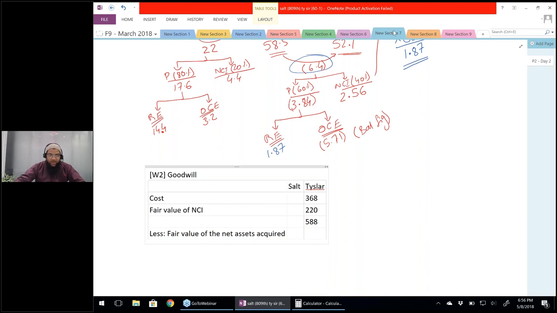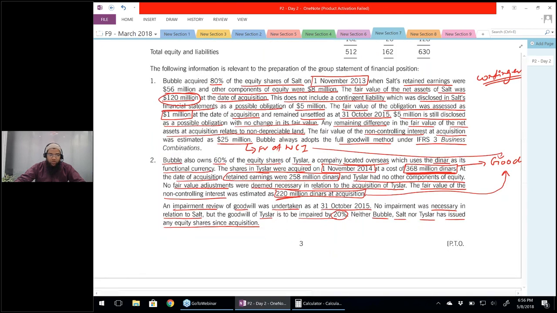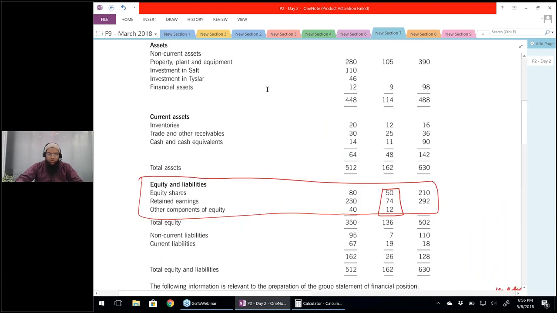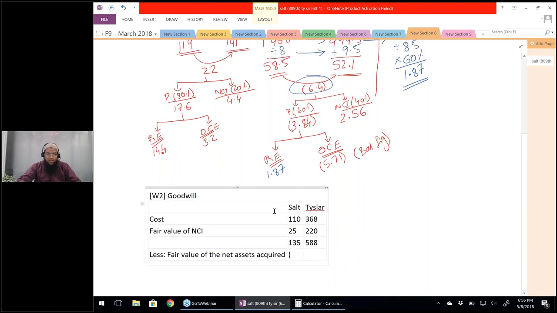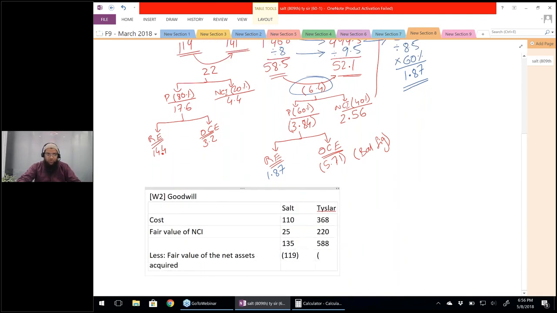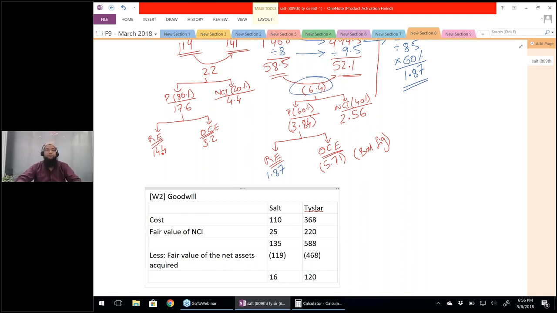For the normal subsidiary, the NCI was 25 and the cost from the balance sheet was 110. So 110 plus 25 gives us 135. The net assets from above were 119, and for the second subsidiary it was 468. So the goodwill would become 135 minus 119, which is 16, and the second becomes 120. But 120 is basically 120 million dinars.